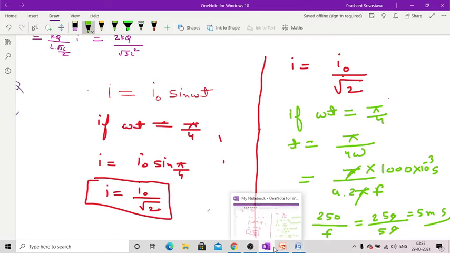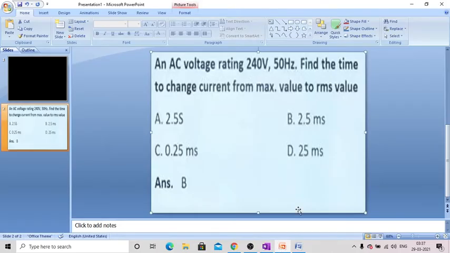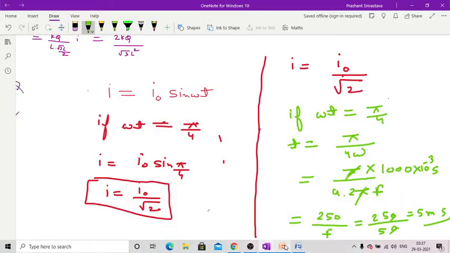Then according to the options, I share the options. There are 2.5 milliseconds. Oh sorry, this is also divided by 2. Then 5 by 2 is 2.5 millisecond, and this is the final answer, 2.5 millisecond. Student, I think you understand the solution of this question.